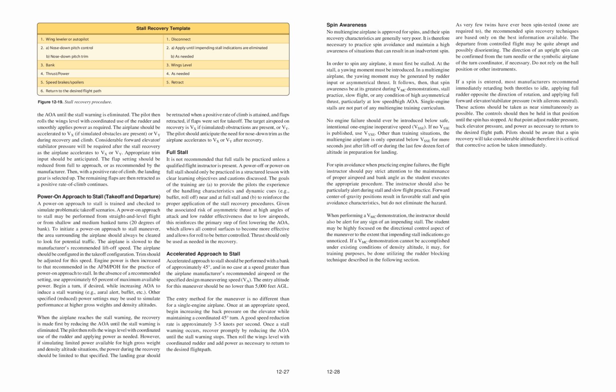When performing a VMC demonstration, the instructor should also be alert for any sign of an impending stall. The student may be highly focused on the directional control aspect of the maneuver to the extent that impending stall indications go unnoticed. If a VMC demonstration cannot be accomplished under existing conditions of density altitude, it may, for training purposes, be done utilizing the rudder blocking technique described in the following section. 12-28.